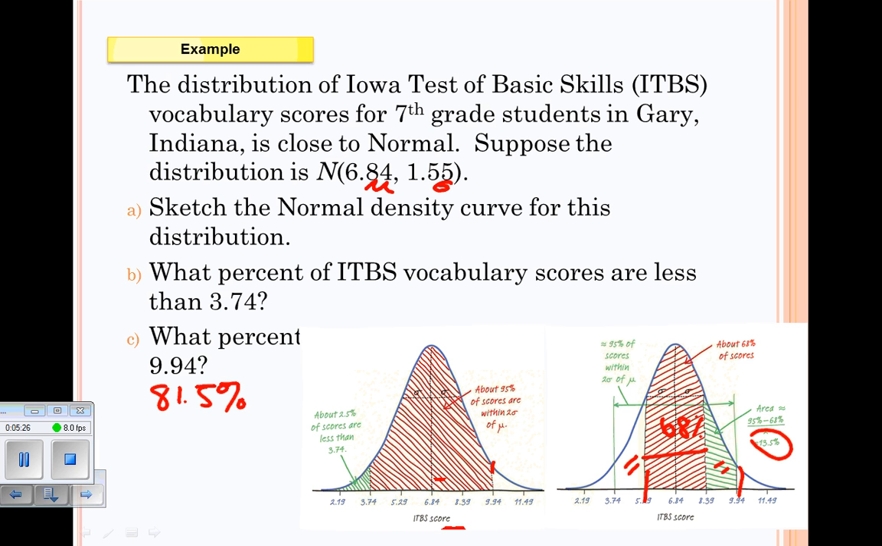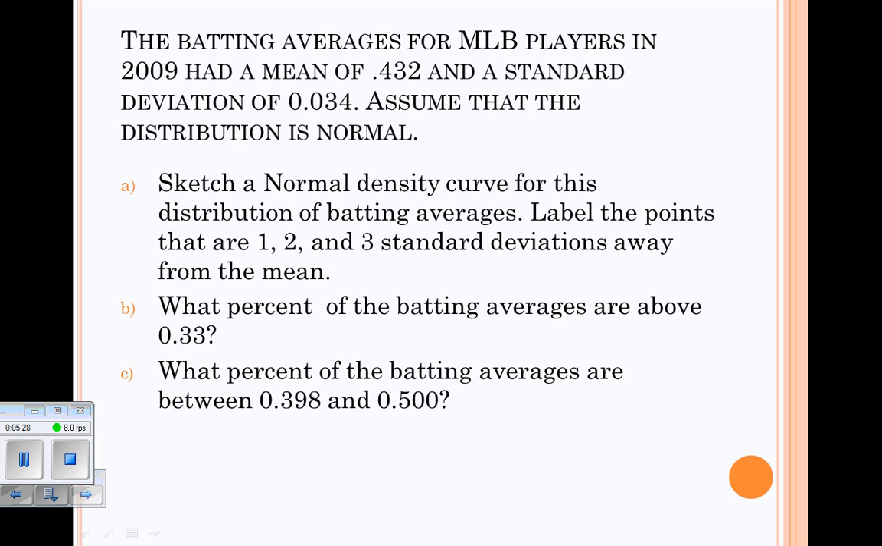Okay. The batting averages for Major League Baseball players in 2009 had a mean of 0.432 and a standard deviation of 0.034. Assume that the distribution is normal. Sketch a normal density curve for this distribution of batting averages. Label the points that are 1, 2, 3 standard deviations away from the mean. So do that first.